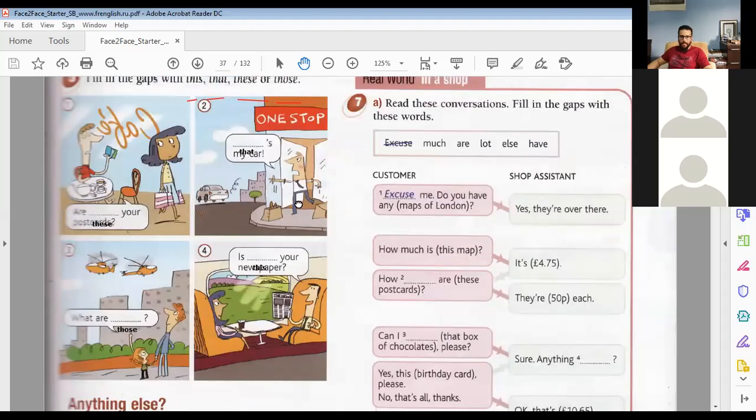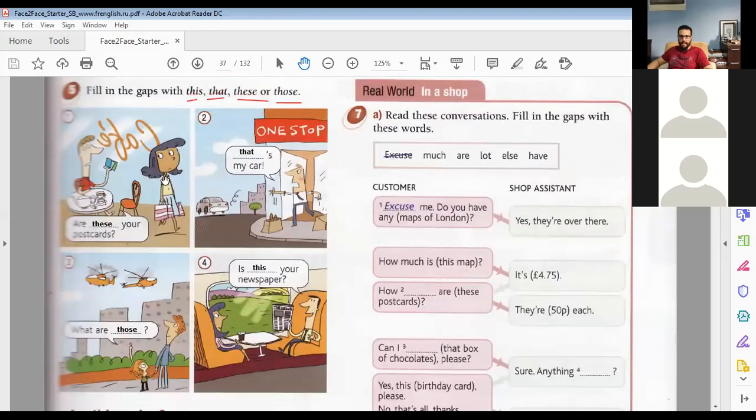Okay. So let's repeat this. أنا حنقراها لكم ونعطيكم فرصة تقروا معي. Okay. Are these your postcards? Are these your postcards? Number 2. That's my car. That's my car. Number 3. What are those? What are those? Number 4. Is this your newspaper? Is this your newspaper?